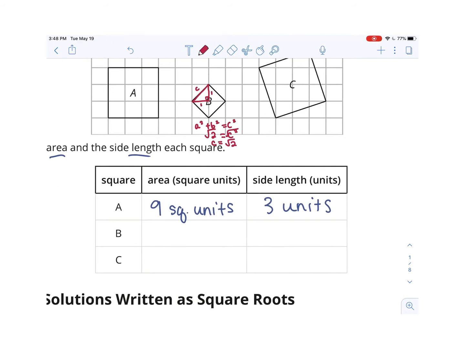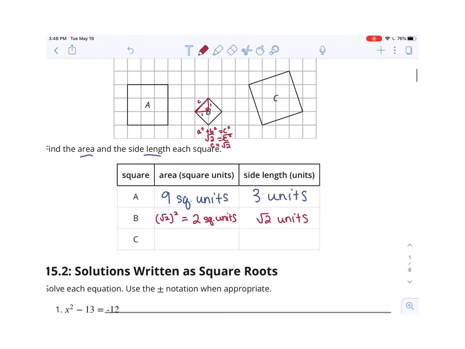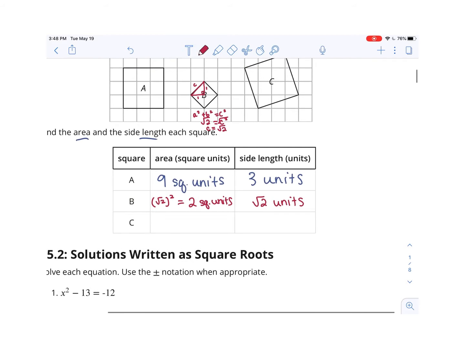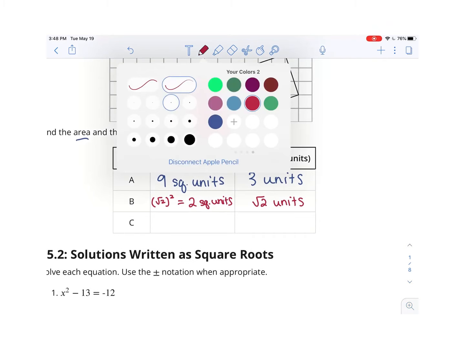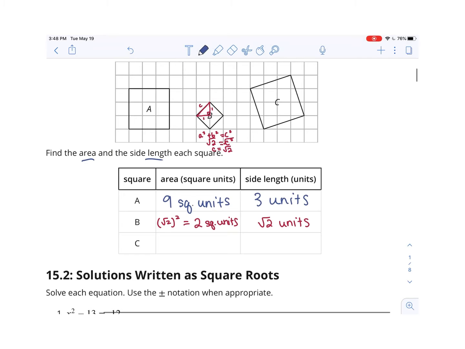And so my side length would be the square root of 2 units, and if I square that to find my area, I would get that the square root of 2 squared would equal 2 square units. Now you may have found a different method to find the area and the side length, and that's fine too. And for C, I have another tilted square.